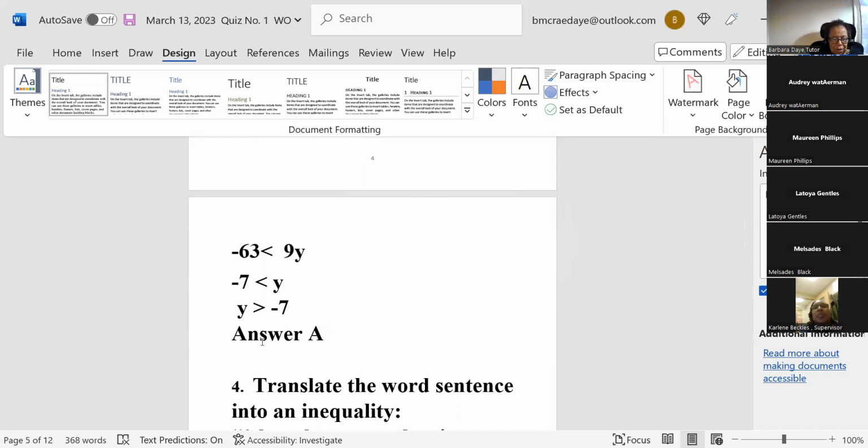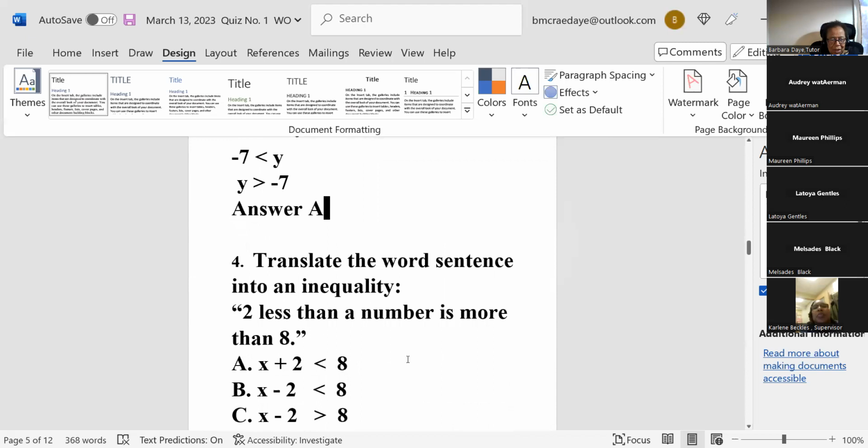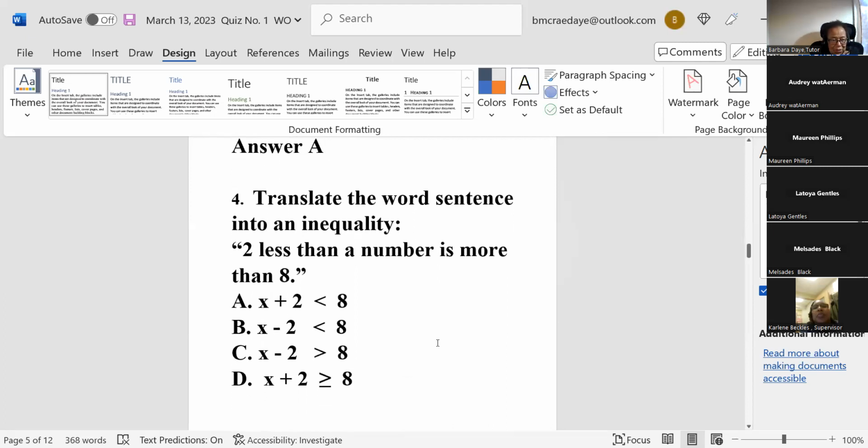Okay, now number 4. Translate the word sentence into an inequality. 2 less than a number. That means you're subtracting 2 from a number, and it's more than 8. So that means it can't be A and it can't be D. It's got to be either B or C. Which one, Audrey?